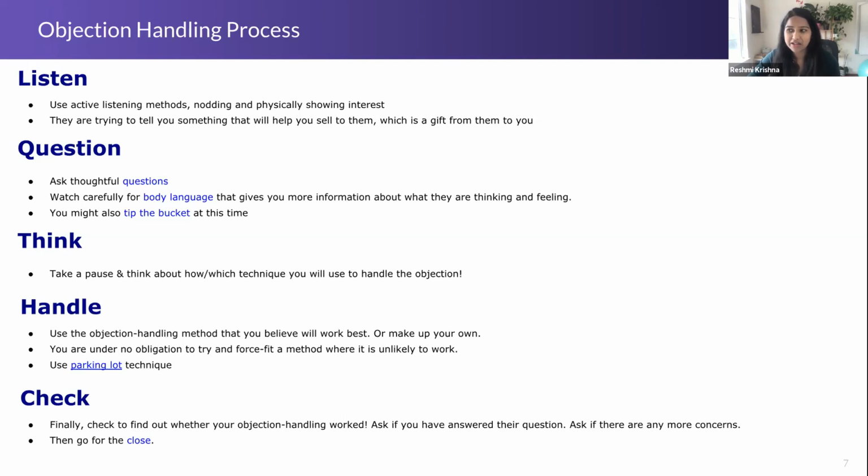And the fourth is handling, right? This is where you are under no obligation to go with any of these techniques. You can use more than one. You will see in one of our role plays we are using 2 techniques, or you can use your field expertise. The whole point here is to be natural and to handle the objection like a pro.